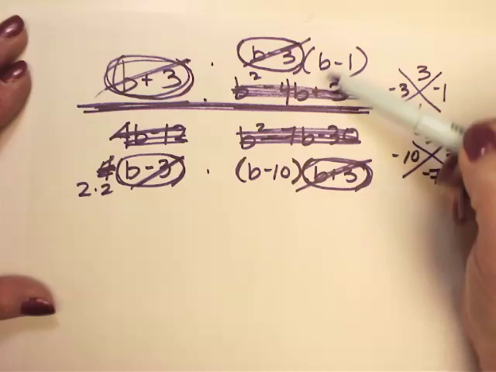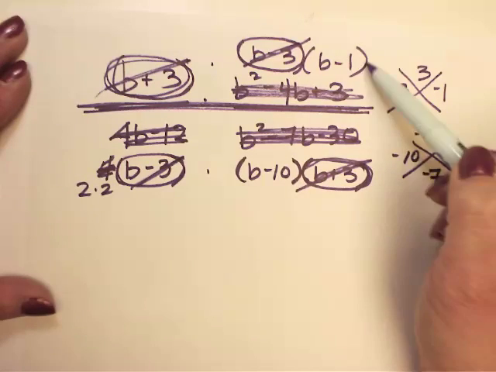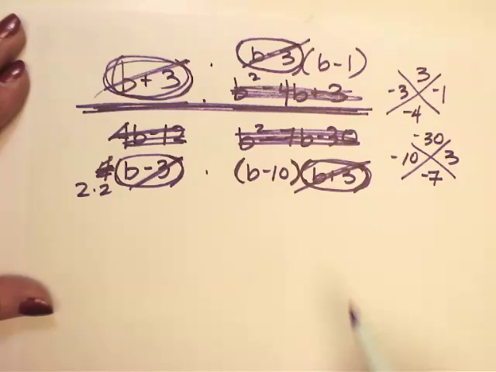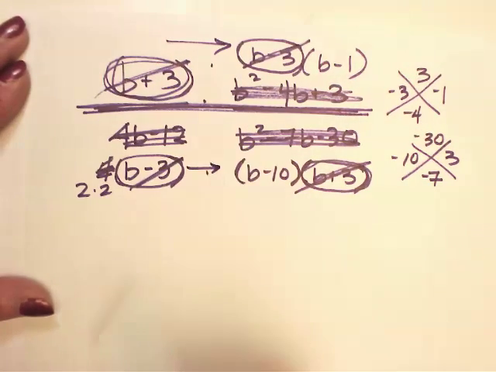Remember again, you cannot cancel that b with that b. These are chained together. They're in that bubble. Okay? So since I'm done, I'm just going to go straight across and simplify.